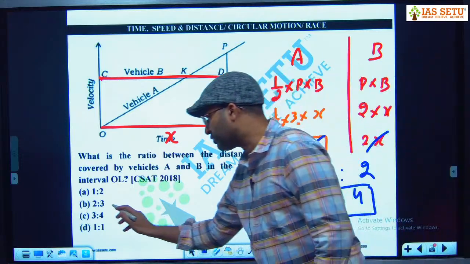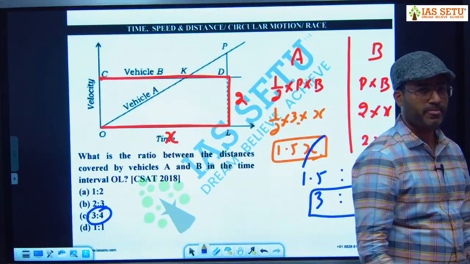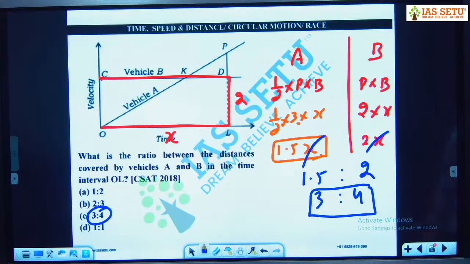So what is your answer? 3:4. ट्रायंगल का एरिया और रेक्टेंगल का एरिया का रेशियो है 3:4. वही निकालना है. The ratio of the area of triangle to rectangle tells you the distance covered by vehicle A to vehicle B.